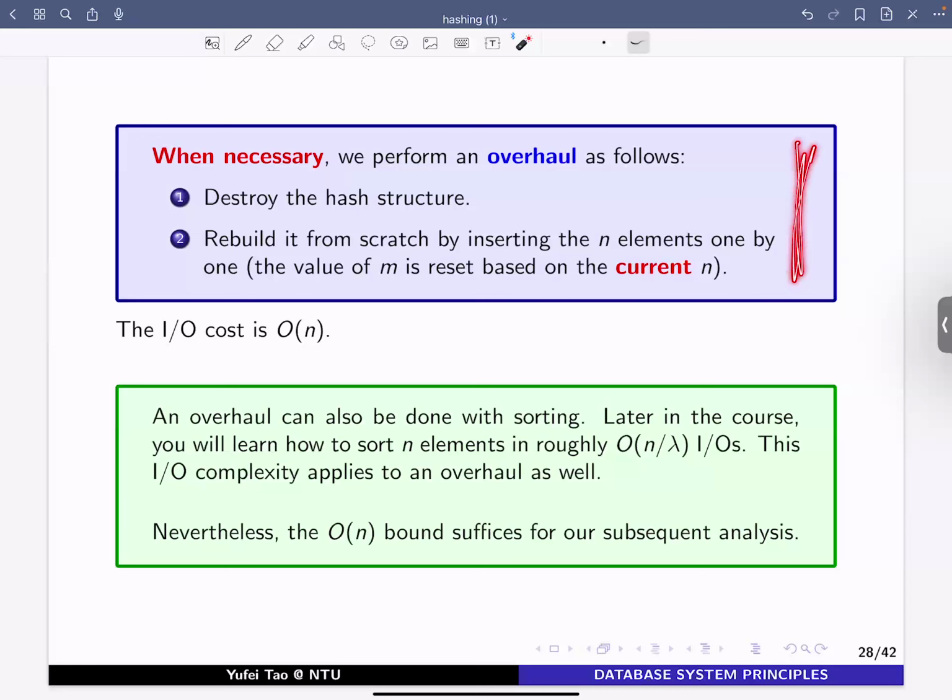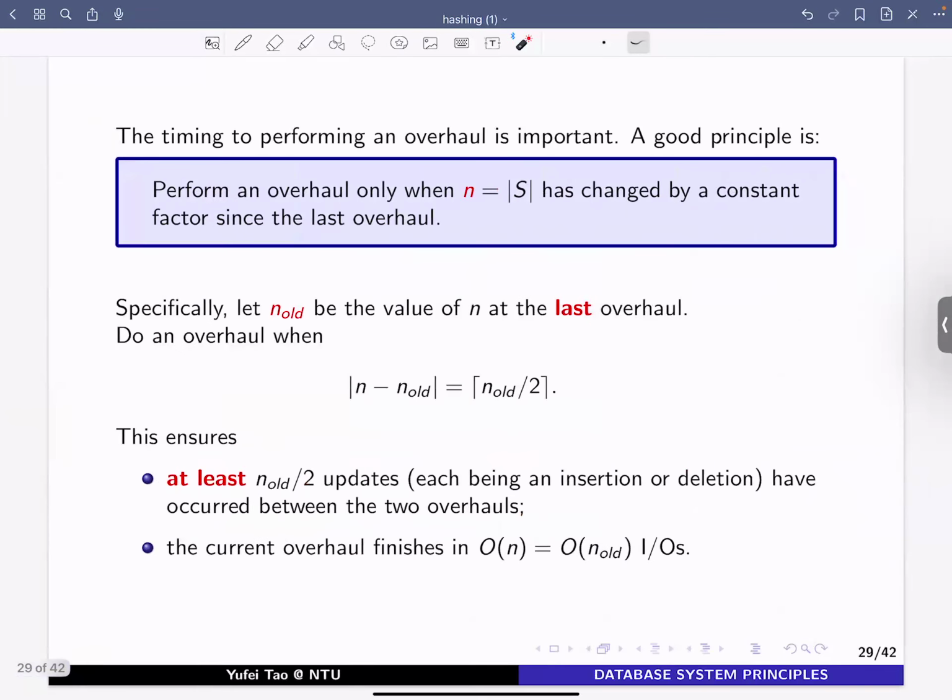Okay, so this is the process of overhaul. So you understand whenever you do an overhaul, you destroy everything, and then you insert the current elements one by one. So now the remaining question is, when do you want to perform this overhaul? Now this is the final algorithm I want you to understand. And there is analysis coming up, but you don't have to understand the analysis if you don't want to. However, this is something that you will need to understand if you want to implement it in practice.